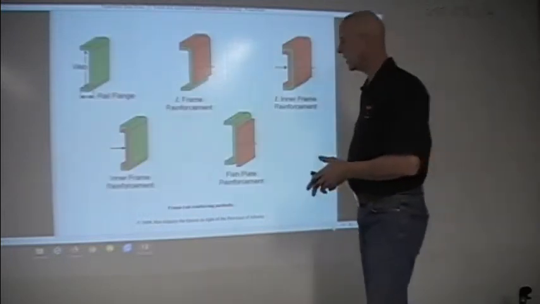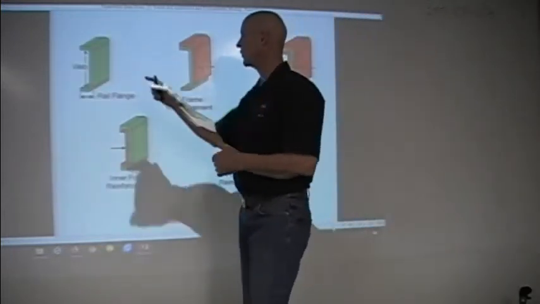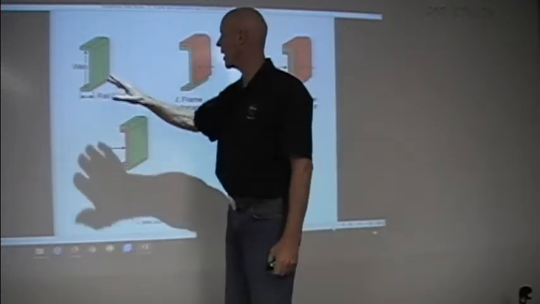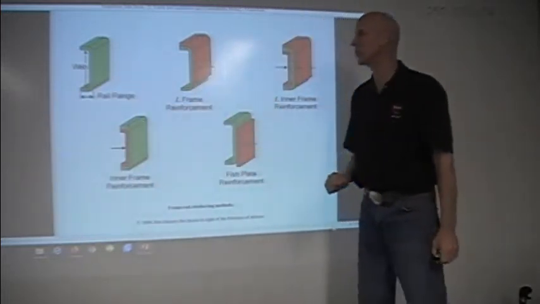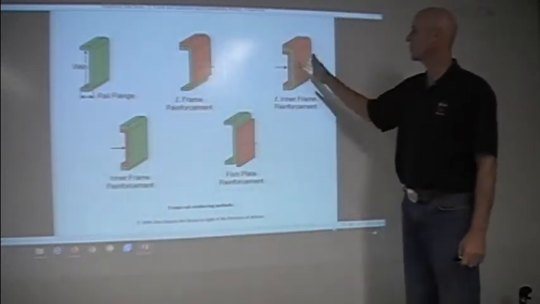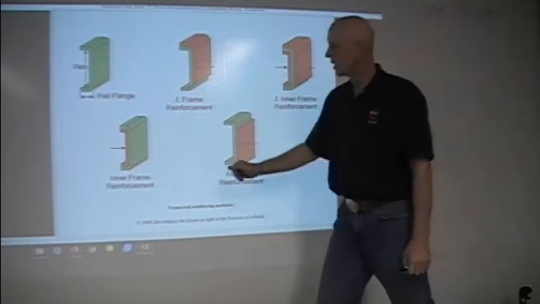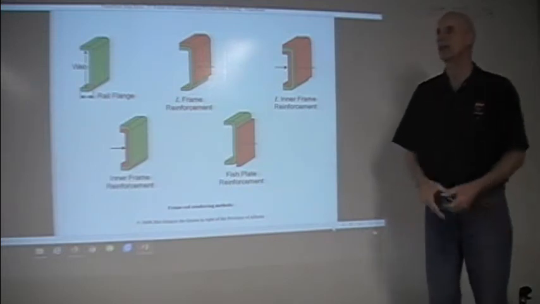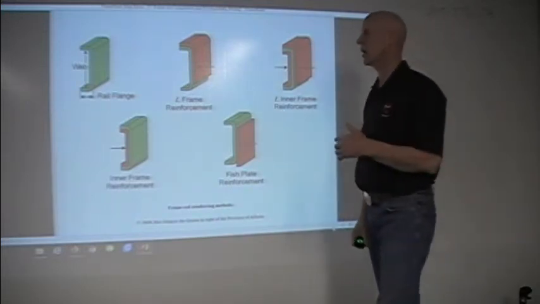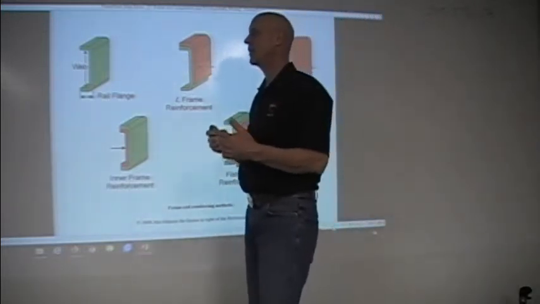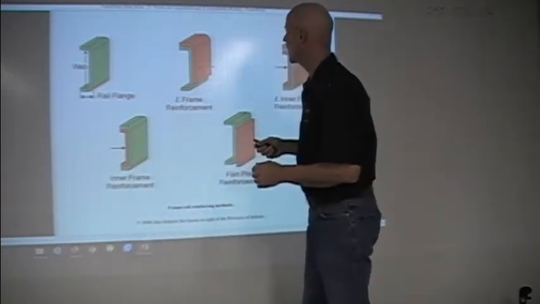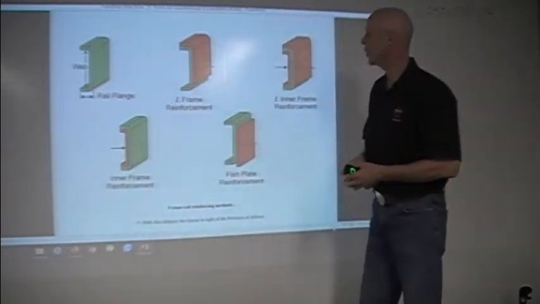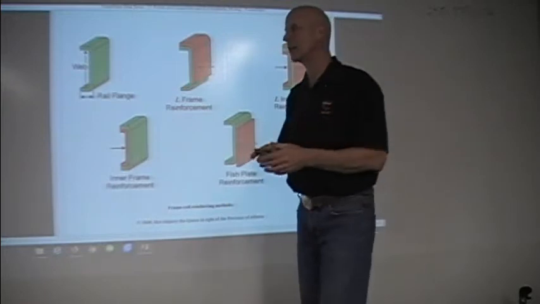So again, when we're taking a look at frame rails for reinforcement, if we take a normal web and we want to reinforce it, we can put an outsert on it. We can put an outsert plus an insert. We can put just an insert, or we can put a fish plate. Now every one of these has, again, different benefits. So it's really hard to put an outsert on a whole length of a trailer.